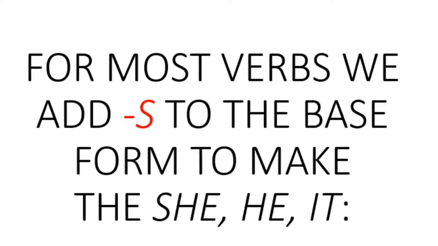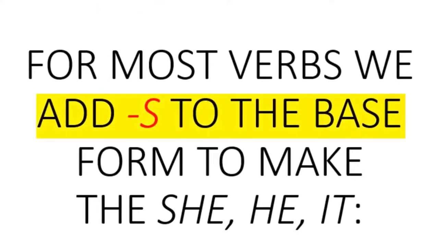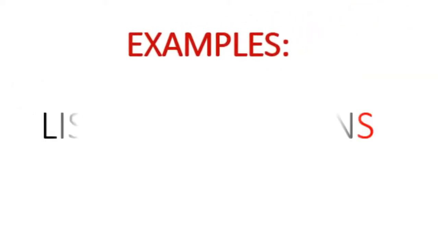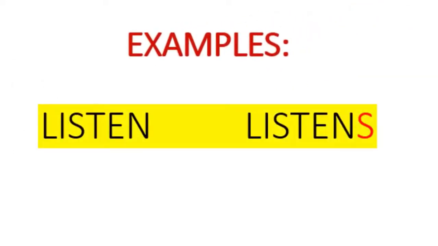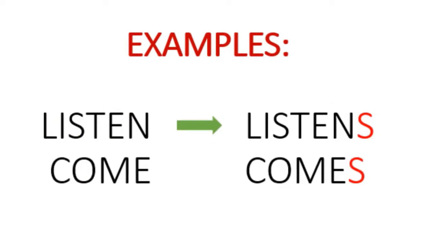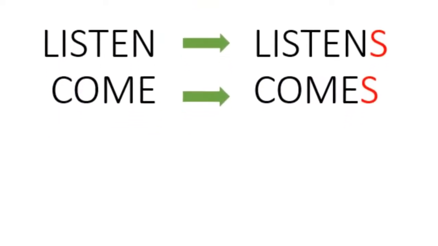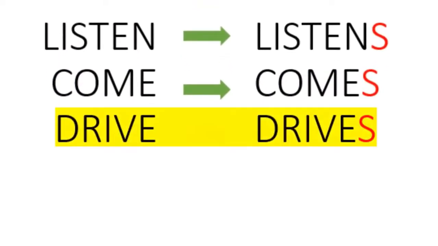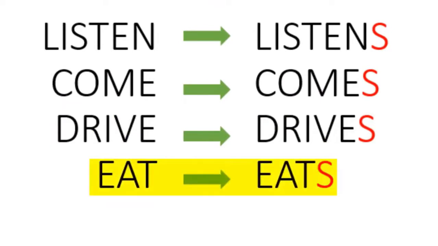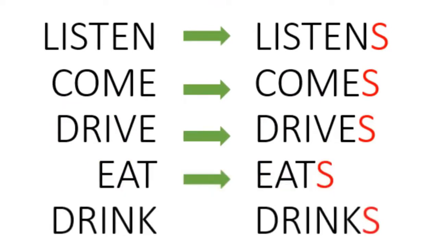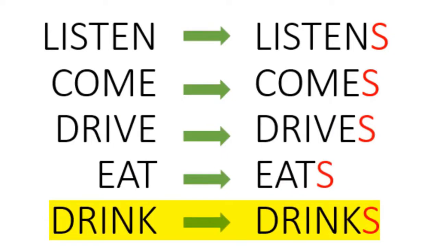Rule number 1. For most verbs, we add S to the base form to make she, he, and it. For example, listen becomes listens. Come, comes. Drive, drives. Eat, eats. Drink, drinks.